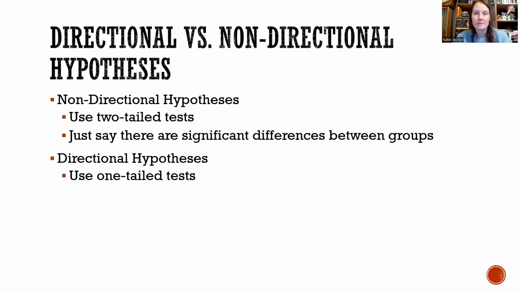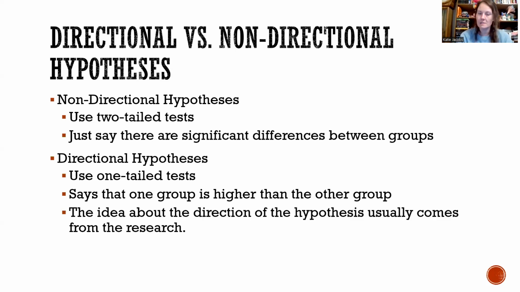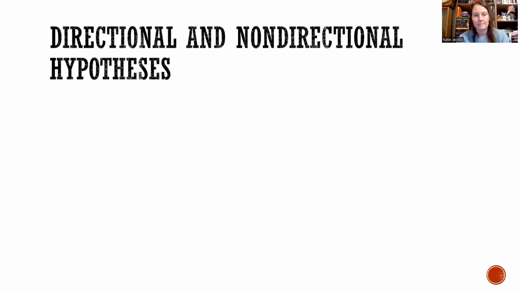Directional hypotheses then use a one-tailed test. So when we draw our normal curve for one-tailed tests, we'll only have one tail. And this is typically where we say that one group's higher than another group. Okay. Again, the idea about the direction of our hypothesis usually comes from the research.